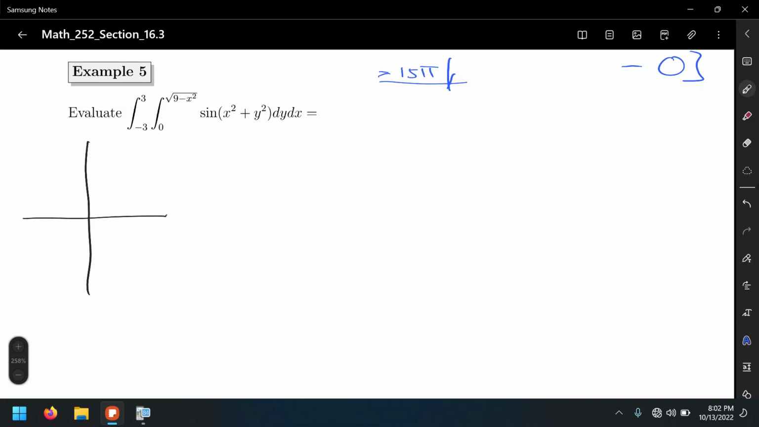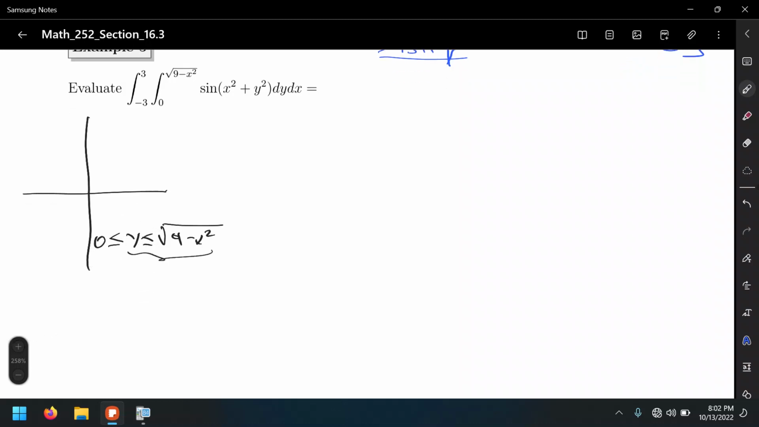So this is telling us that y varies between 0 and the square root of 9 minus x squared. From here we can deduce that y is less than or equal to the square root of 9 minus x squared. Square both sides: y squared is less than or equal to 9 minus x squared, and essentially this is x squared plus y squared less than or equal to 9.